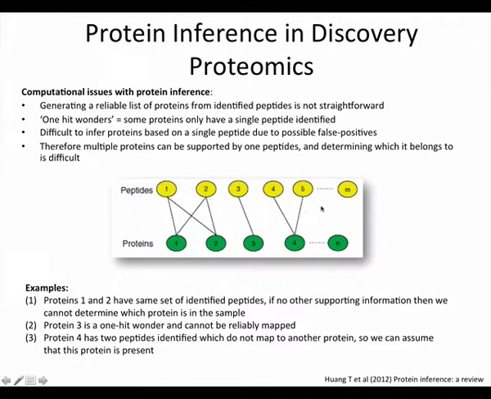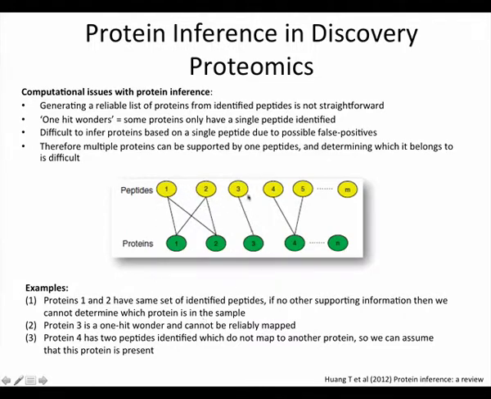Here we have our peptides in yellow and our proteins in green. So proteins 1 and 2 have the same set of peptides 1 and 2. And if we don't have any other supporting information, then we can't figure out whether or not peptides 1 and 2 correspond just to 1, just to 2, or to both. So that's one of the first issues with protein inference.